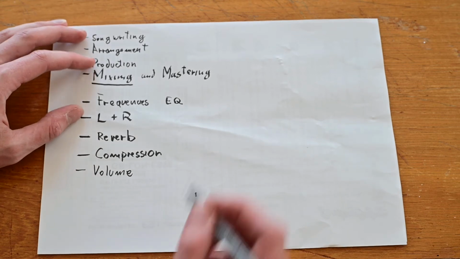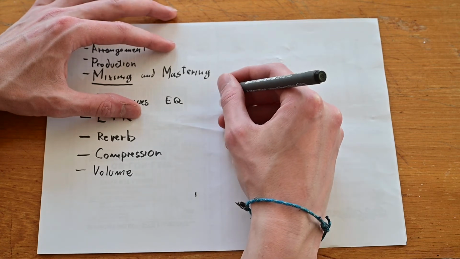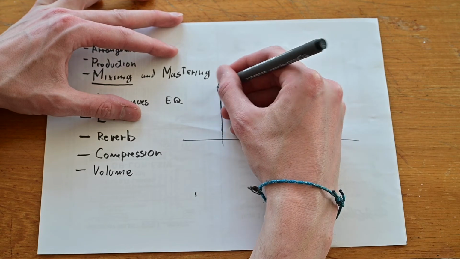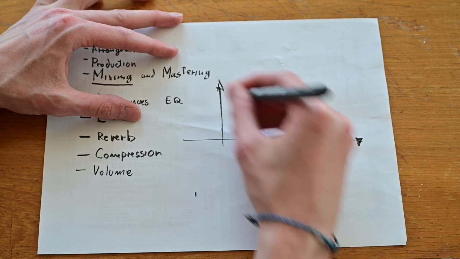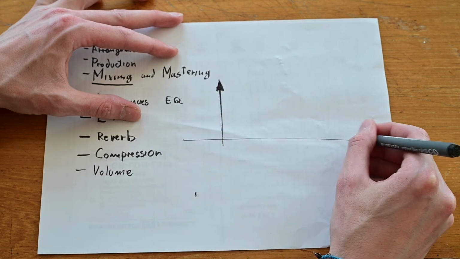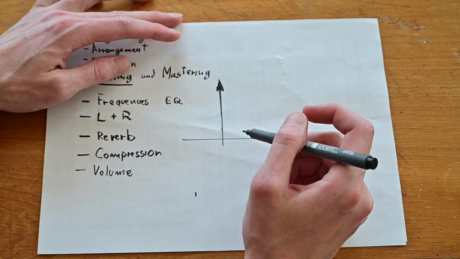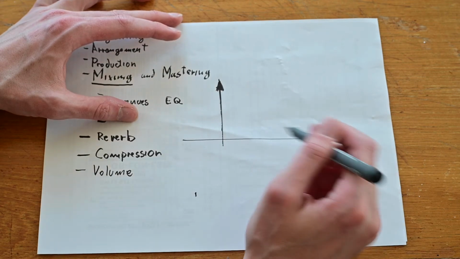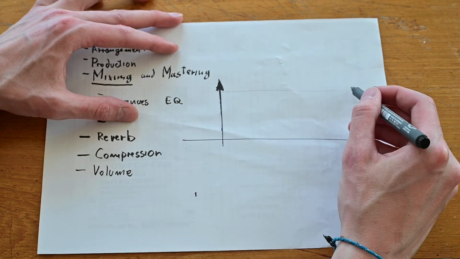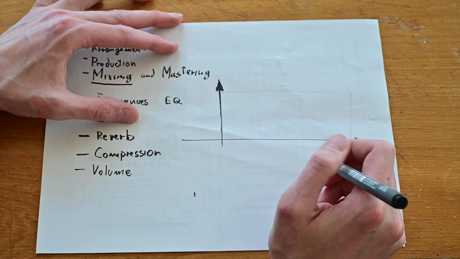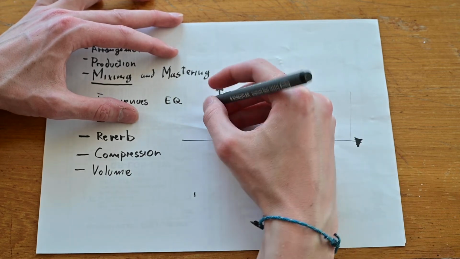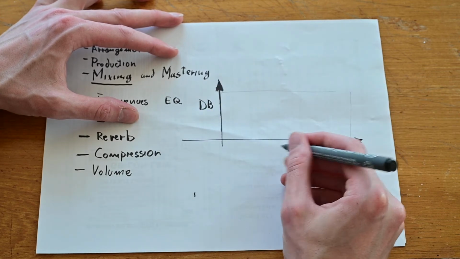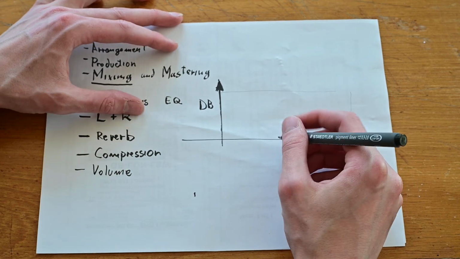So let's start with frequencies. I think most of you that have used a DAW know how frequencies work because you have an EQ. In most DAWs, this is what you're going to get. You're going to get a little box like this with 2 axes. On this axis, you're going to have the dBs, so the volume of the frequency, and on this axis, you'll have hertz.